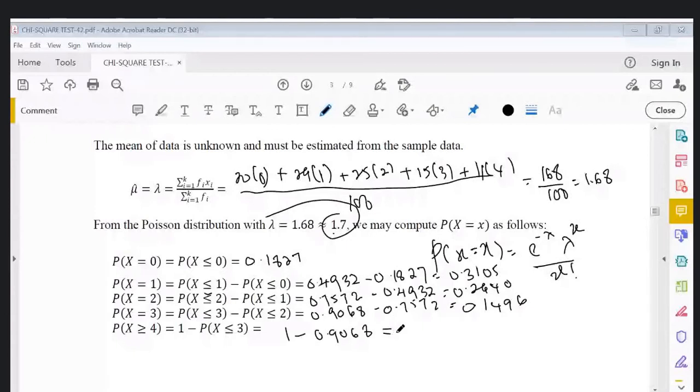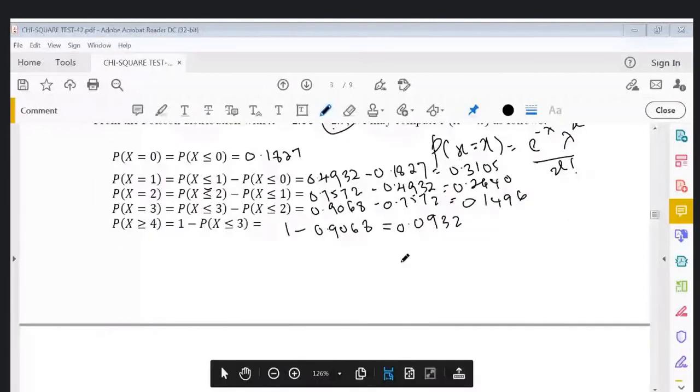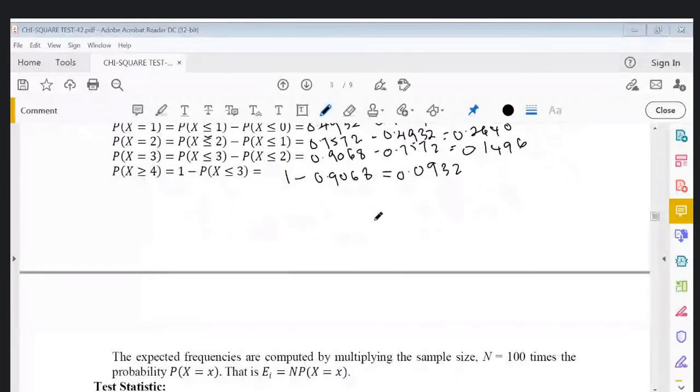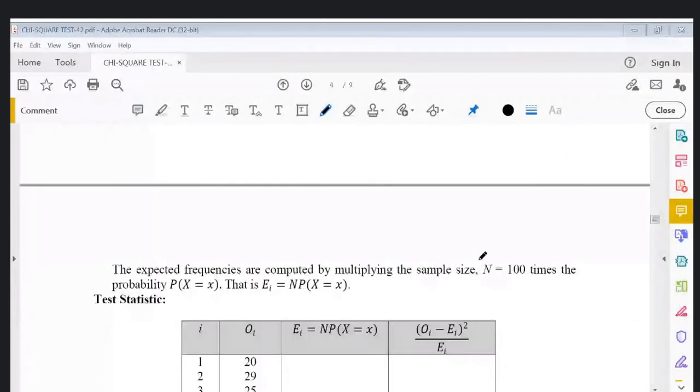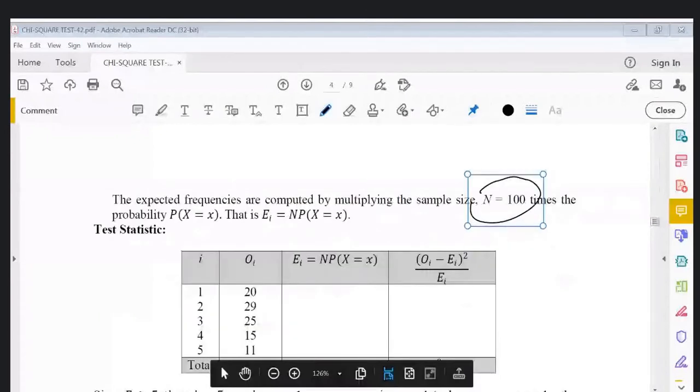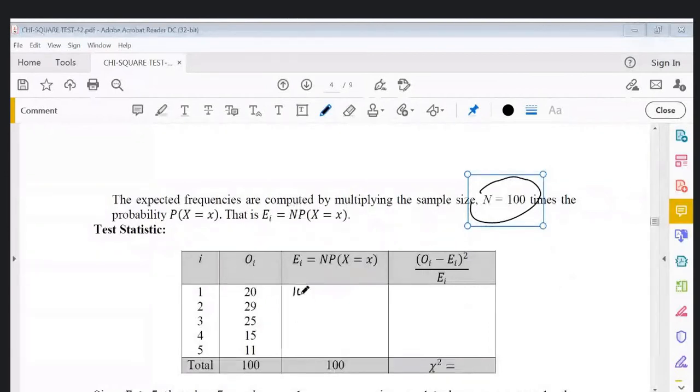0.0932. After we calculate the probability, we can put the value into the table. For this question, n is the same, n is 100. We can put the value OI, the observation, and after that calculate this one. EI for the first is 100 times 0.08.